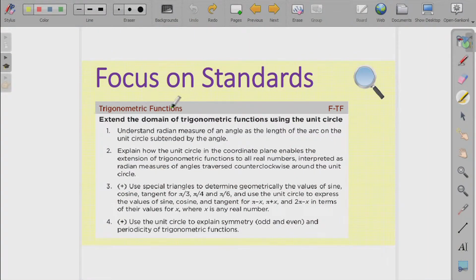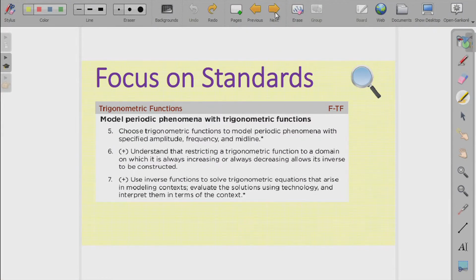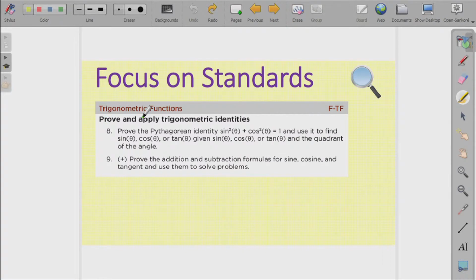Within the conceptual category around functions, there's a whole domain of standards that relate to the trigonometric functions, the FTF domain. And that domain is broken down into three clusters: extend the domain using the unit circle, model periodic phenomena with trig functions, and prove and apply trigonometric identities.